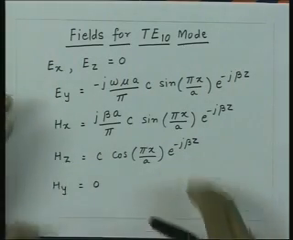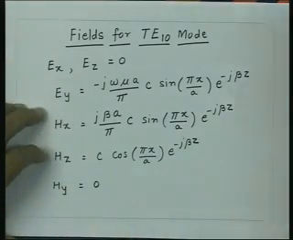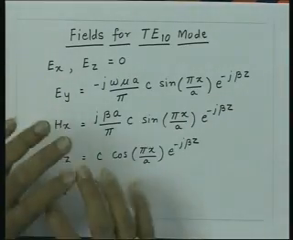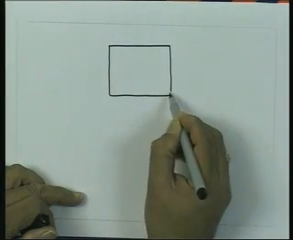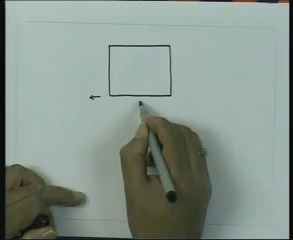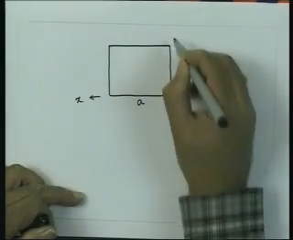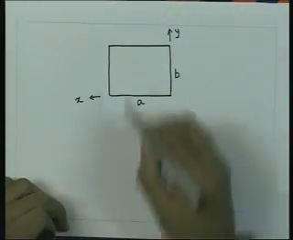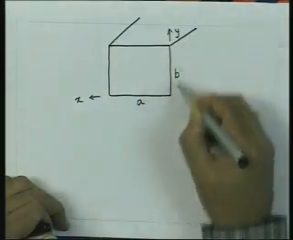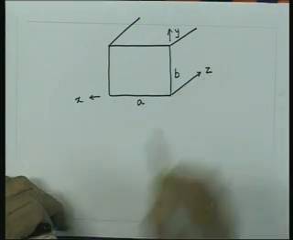So now what we can do, using these fields, we can calculate what is the power carried by the waveguide, what is the loss in 4 walls of the waveguide, and then from there we can calculate the attenuation constant. So let us first take the waveguide. This is the waveguide. In the x direction I have a width of the waveguide which is a. In the y direction I have height of the waveguide which is b, and the wave is going to propagate in z direction. This is z.